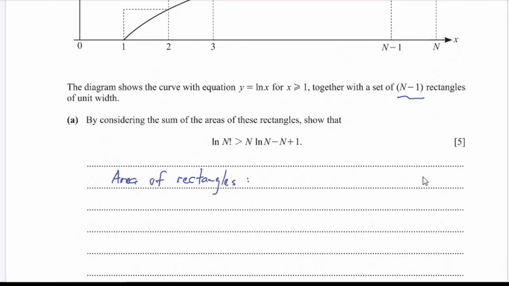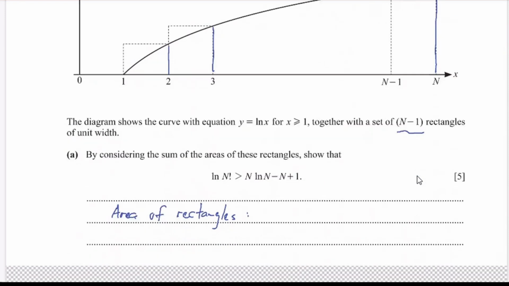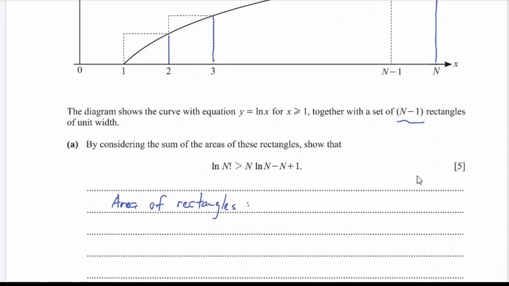We look at what value of x gives us the first height. The value of x is 2 that gives us the first height, followed by 3 and so on until the value of x, which is n, gives us the last height. So in order to find the area of the rectangles, it's basically ln 2 plus ln 3 and so on until ln n.